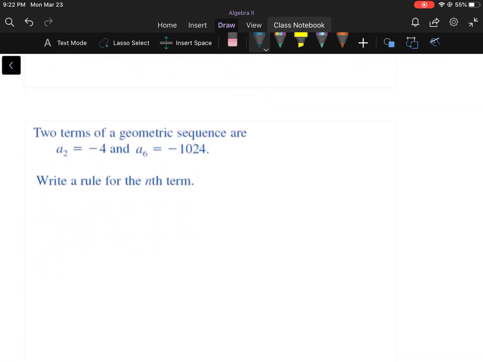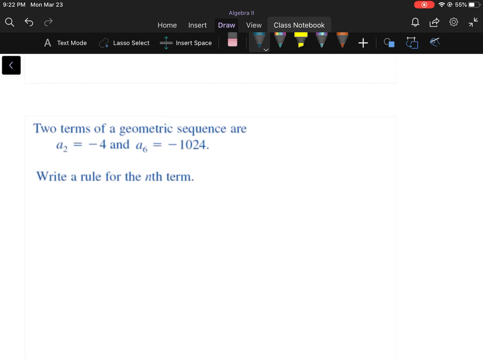Okay, let's come up with a sequence. Now, what I'm going to do is come up with a system of 2 equations. So here, this is really telling me 2 things. I know that the second number is negative 4, so I know that n is equal to 2. Same thing here, I know n is equal to 6, and that would give me negative 1024.